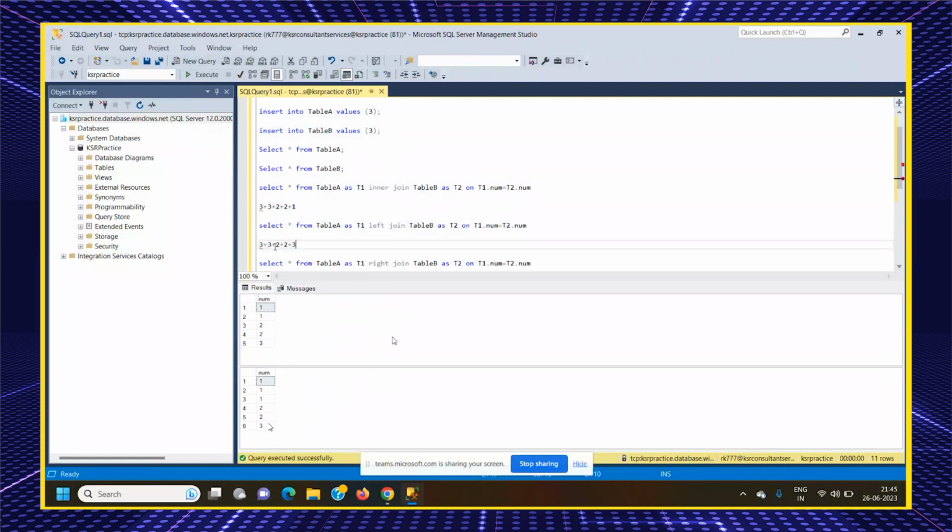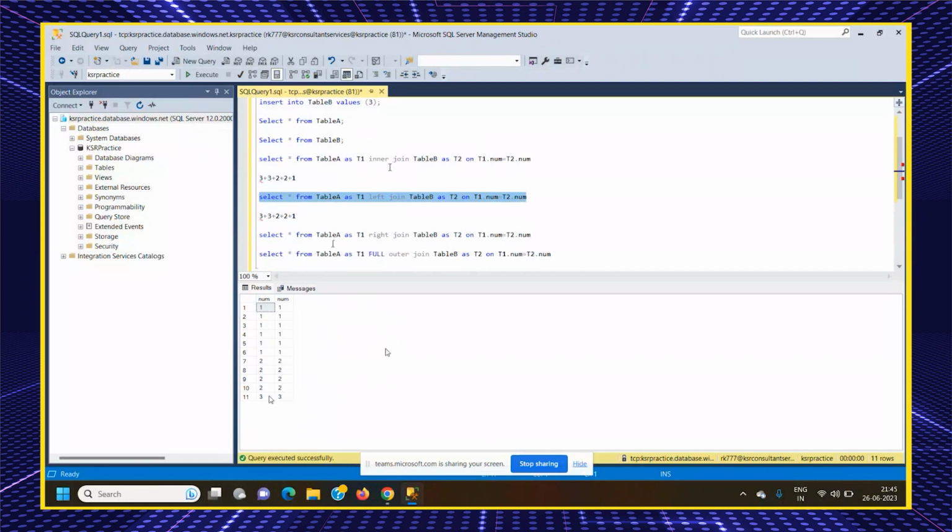So here the count would be, sorry, for every matching 3, we have only one matching 3 here. So the count would be 3 plus 3 plus 2 plus 2 plus 1, and it would be around 11 records here again. So left join and inner join, in this scenario, when we have 1 1 2 2 and 3 in table A, and 1 1 1 2 2 and 3 in table B, it would be around 11 number of records in case of left join.